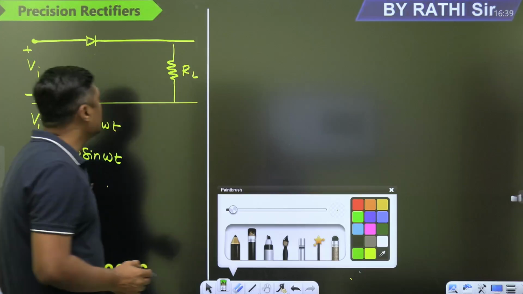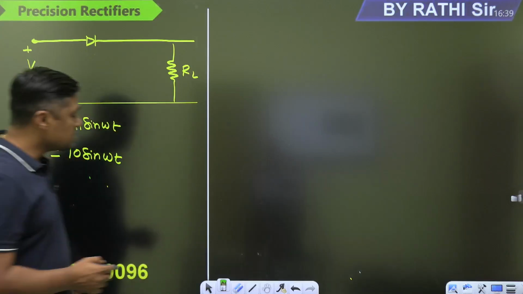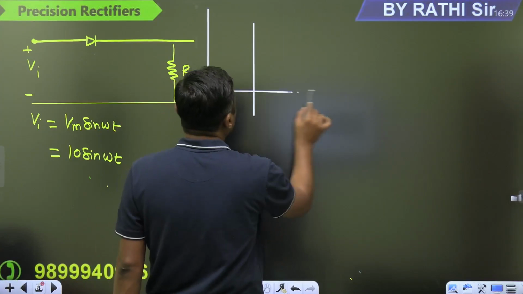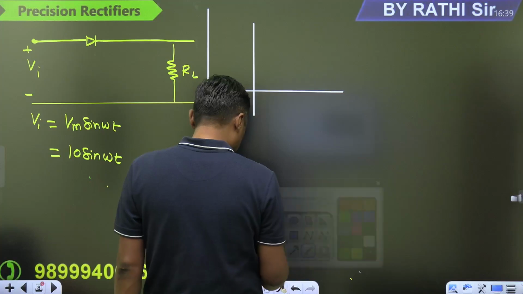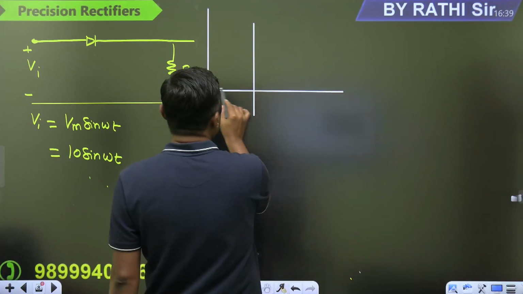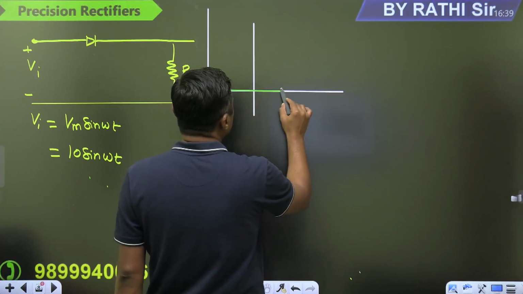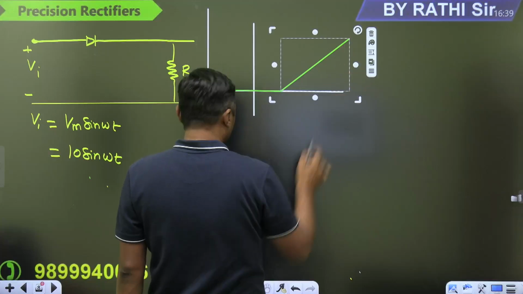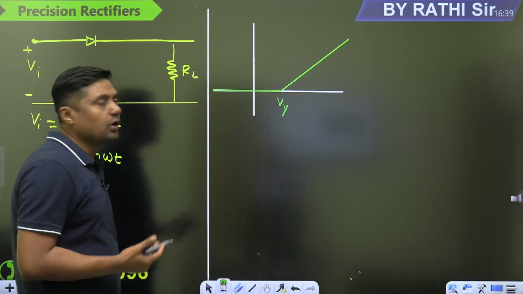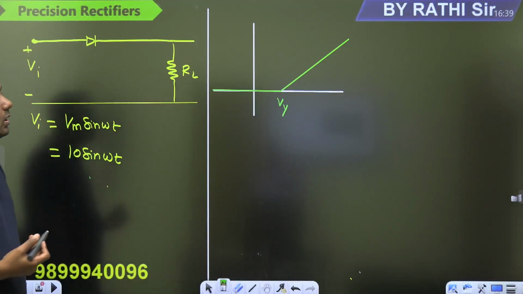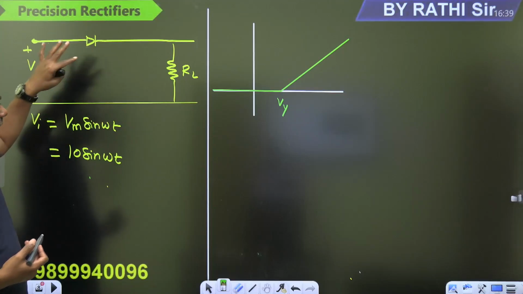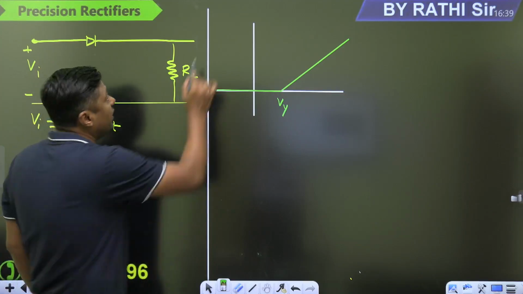What is the problem with the rectifier? The characteristics start from what? 0.7, or the cut-in voltage. Characteristics start from the cut-in voltage. Up to this point it is 0. Then after that, this is the line. If the input signal is less than V gamma, the diode will not conduct, and after that the diode will conduct. So this is the characteristic of this diode, and this is the characteristic of this rectifier, V naught versus Vi.